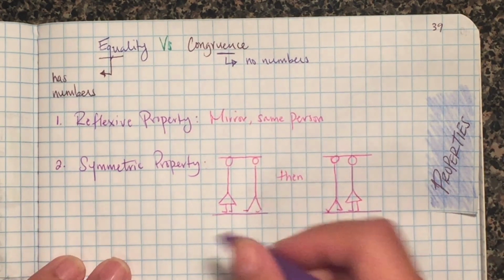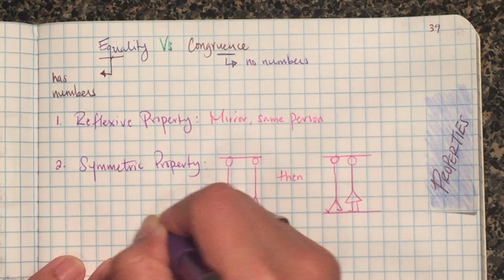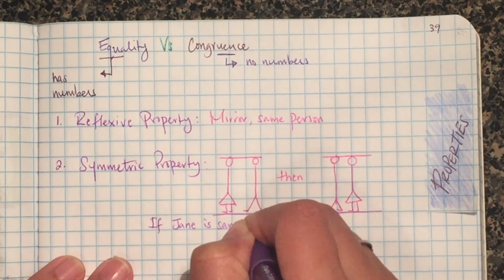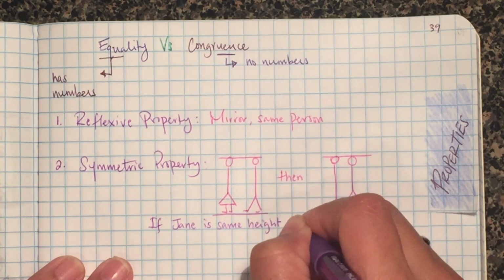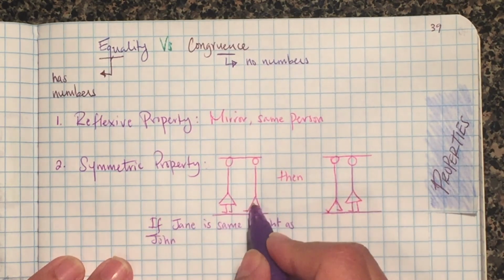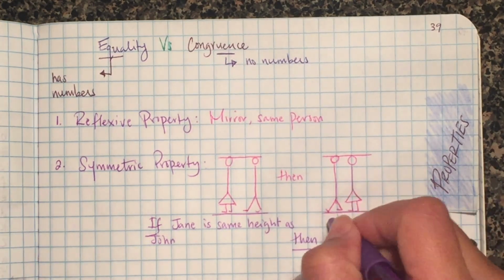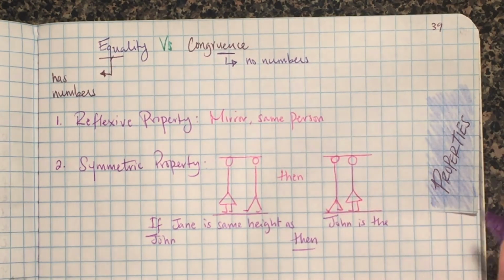So in the first one, if Jane is the same height as John, this is the name of my stick figures, then John is the same height as Jane. What we're trying to say, if it has symmetric property, the order doesn't matter.